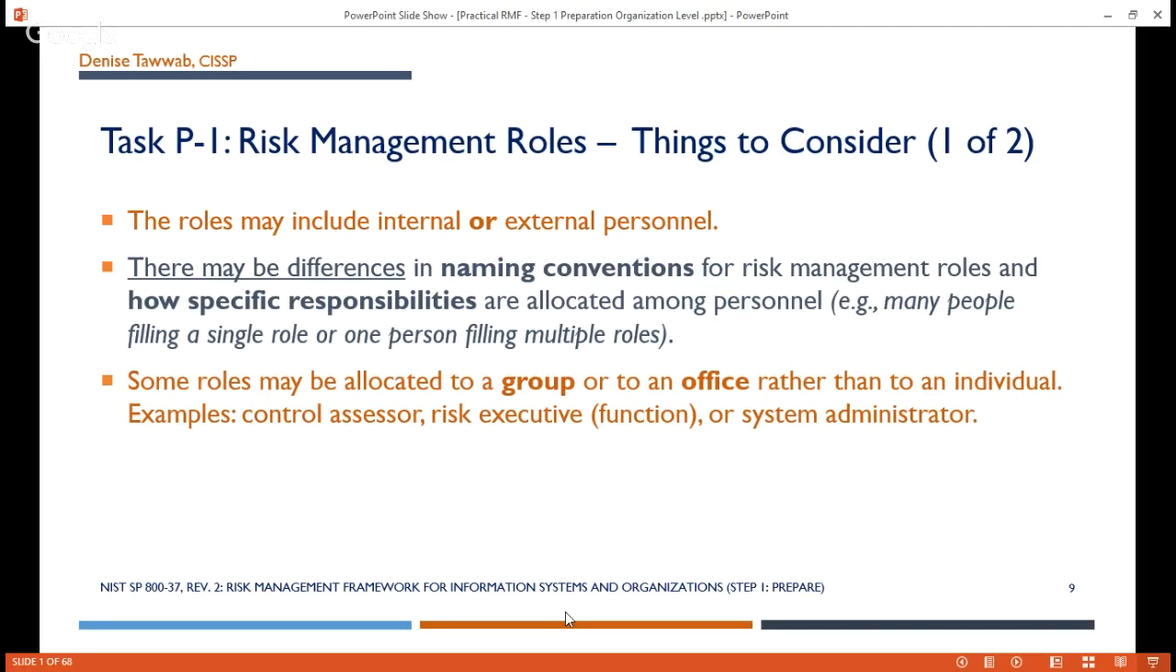And there may be differences in naming conventions depending on how your organization is set up. So the roles may be named something differently. And also, there may be differences from one company to the other in how you assign specific responsibilities. In some organizations, one person may do many different things. In others, you have enough staff to break it out so that one person is only doing one thing. However you do it, though, what you want to be sure to think about is you want to make sure that you don't have conflicts of interest.